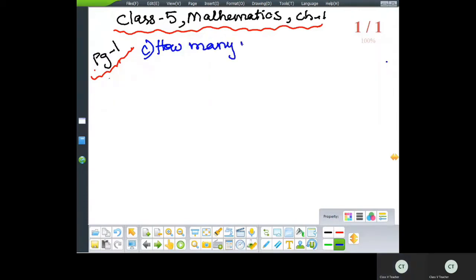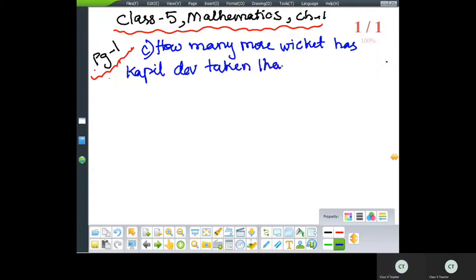How many more wickets has Kapil Dev taken than Walsh? Okay.